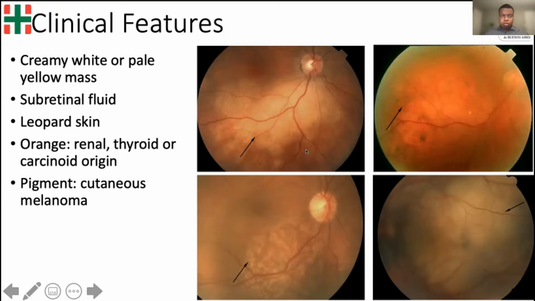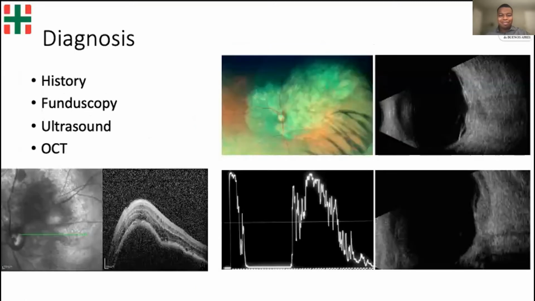Algunas se presentan con una piel más de leopardo, como se la llama, e incluso con algún moteado característico. No todas son de color claras o amarillentas, que a veces uno tiene que hacer el diagnóstico diferencial, por ejemplo, con un melanoma melanótico. Muchas otras metástasis tienen un color más anaranjado, por ejemplo, las de tumores renales, tiroideos o de carcinoides, o algunas son pigmentadas, como por ejemplo las metástasis de melanoma de piel. Bueno, ¿cómo hacemos el diagnóstico?